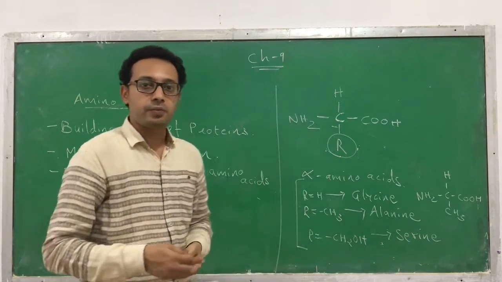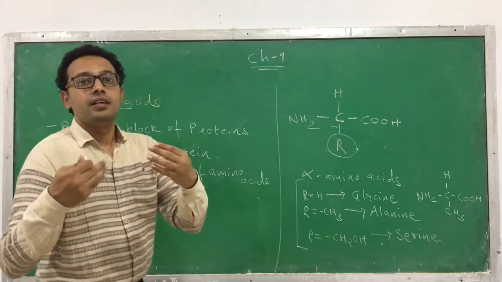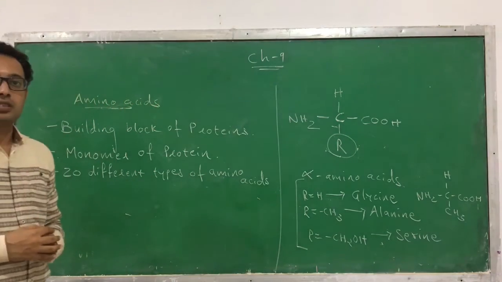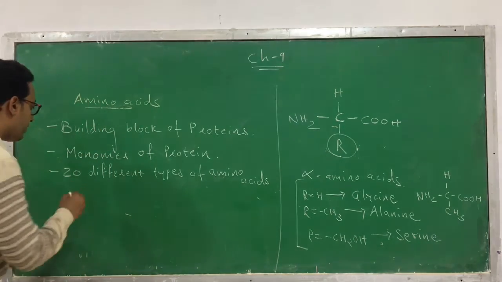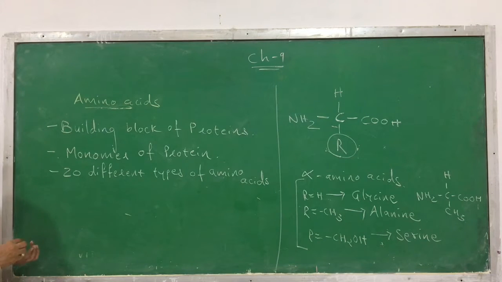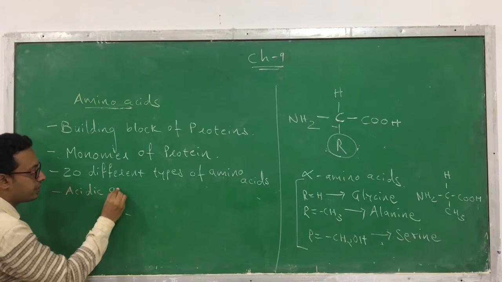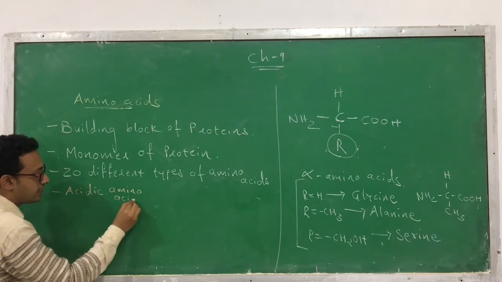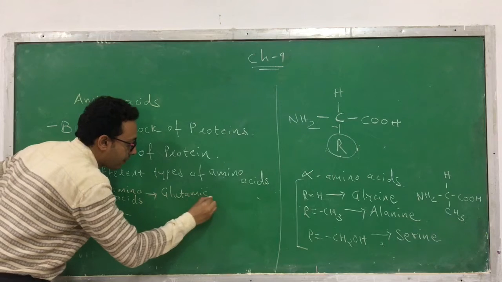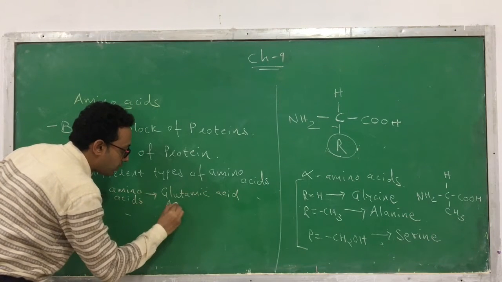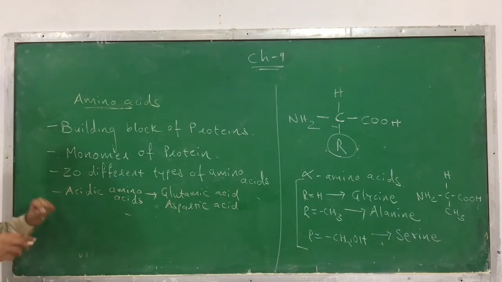These are the three examples of amino acids I have shown, because here there is a change in the R group. Apart from that, the R group attached to it has different properties. Based on the property, it may be acidic, basic, or neutral. So we have different types of amino acids, and I will tell you the names. First, which are the acidic amino acids? The examples of acidic amino acids are glutamic acid, and the second one is called aspartic acid.